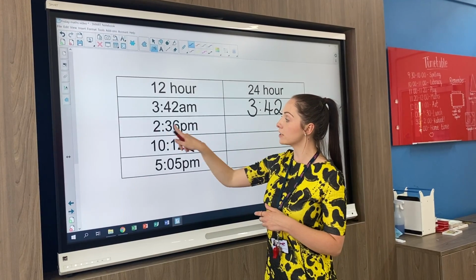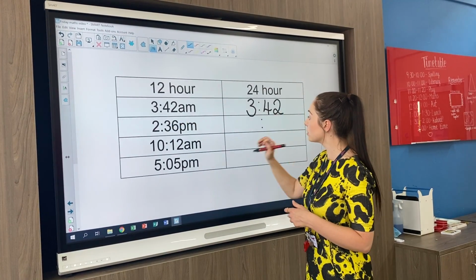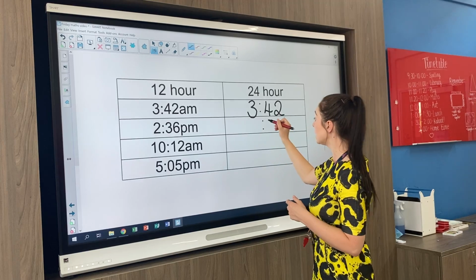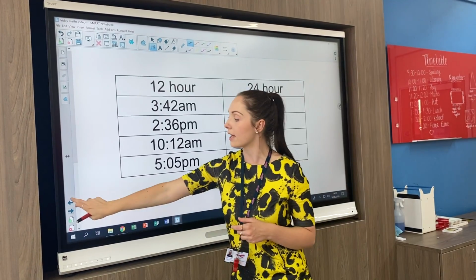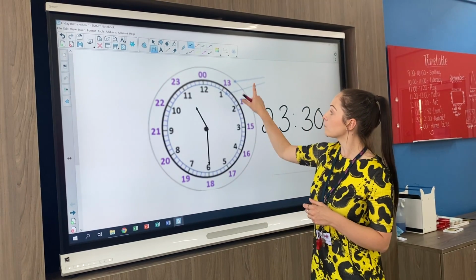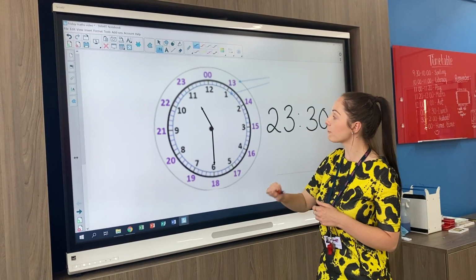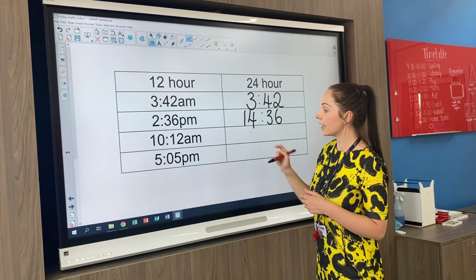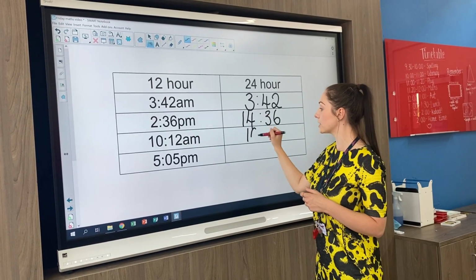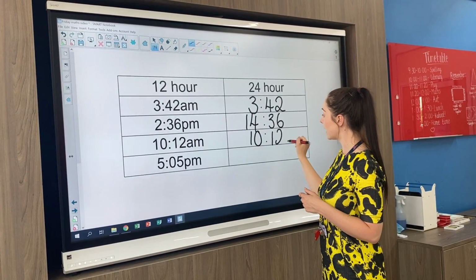So PM then, this is 2:36. So my minutes aren't going to change. I don't need to change those. So it's definitely still going to be something 36. And then I'm going to flip back. So it was 2. So that's 14:36. Yeah? Okay, this one's AM, so I don't need to change that one. That one can stay as it is.